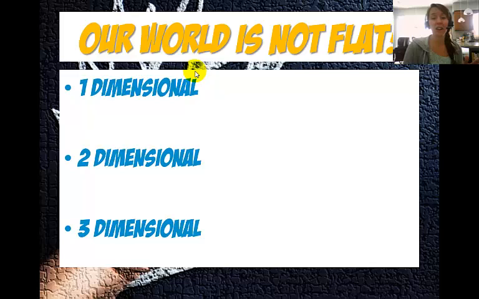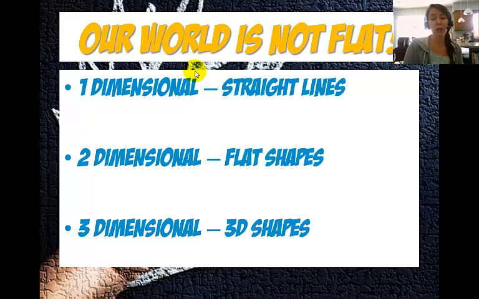Our world is not flat. We know that, of course. And we have these three dimensions that we tend to talk about. First dimension, second dimension, third dimension. One-dimensional is when you have straight lines, and that's when we talk about perimeter. We're looking at how Perry the platypus might walk around a pool, right? We're going to add up the length of that distance as if we could take that distance and stretch it out straight and flat and measure that like a straight line.